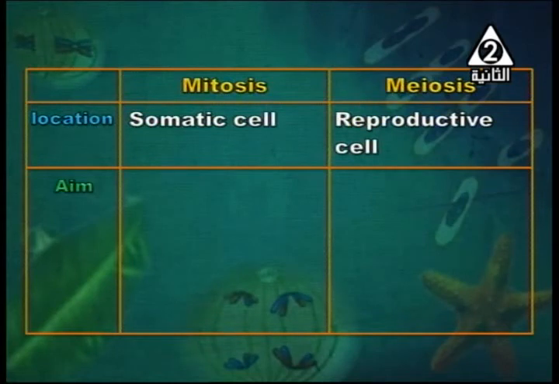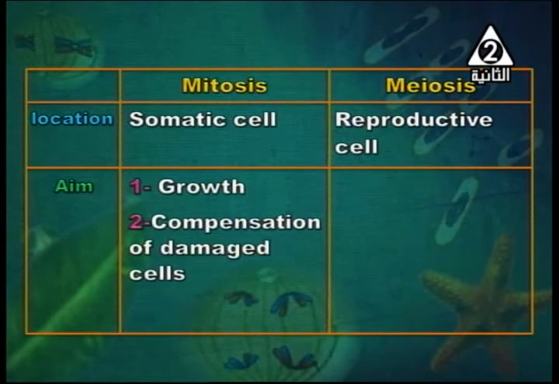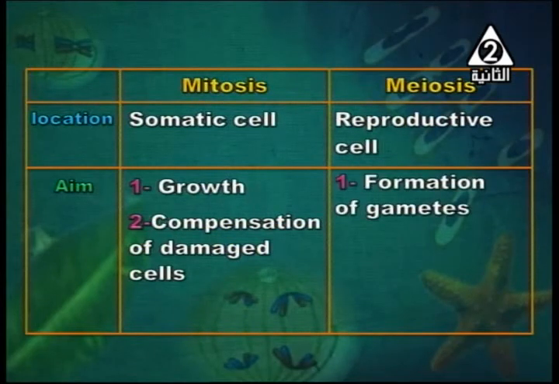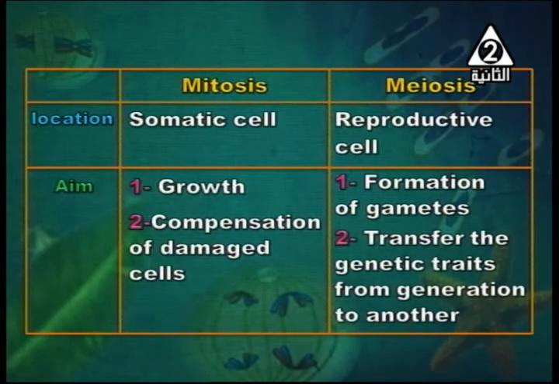What is the aim of mitotic cell division? Number one, the growth of the somatic cells. Number two, the compensation of the damaged cells. While the aim of the meiotic cell division is the formation of gametes and transferring of the genetic traits from one generation to another.